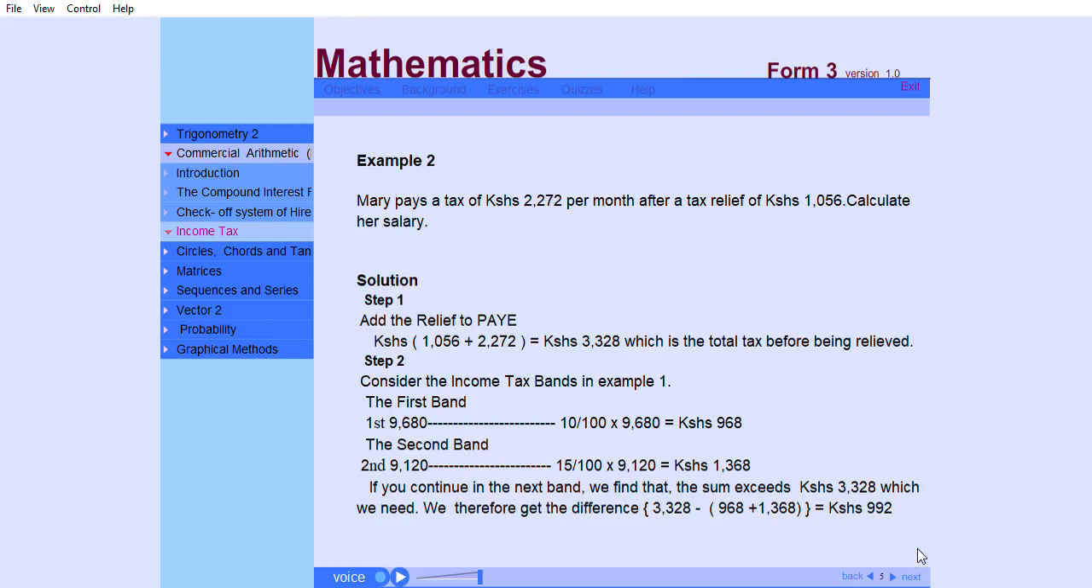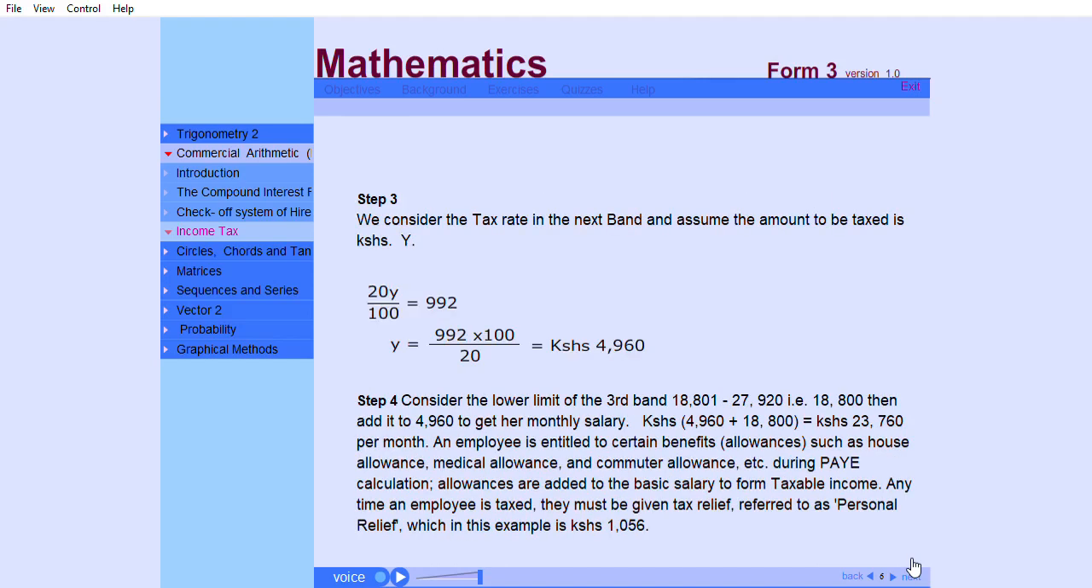Example 2. Mary pays a tax of 2,272 Kenya shillings per month after being deducted tax relief of 1,056 Kenya shillings. Calculate her salary. Step 3. We consider the tax rate in the next band and assume the amount to be taxed is Y Kenya shillings.